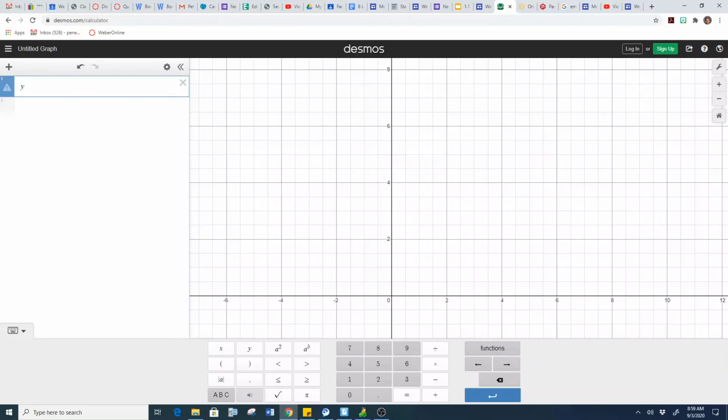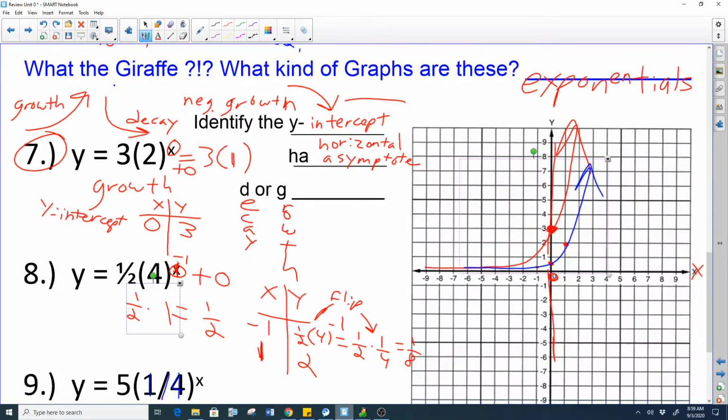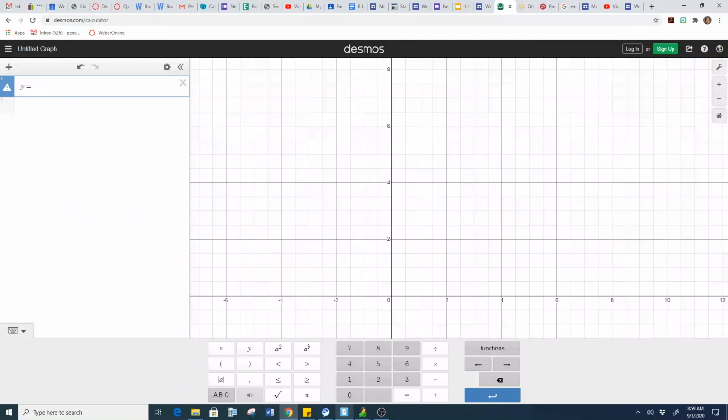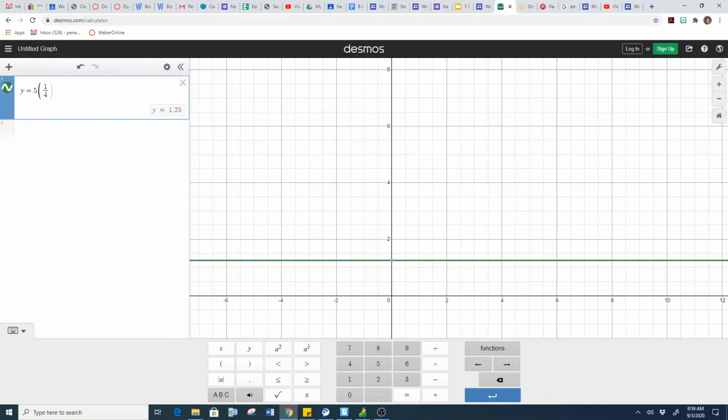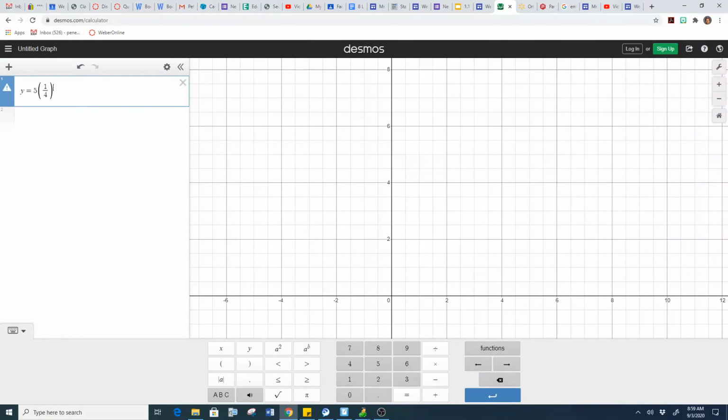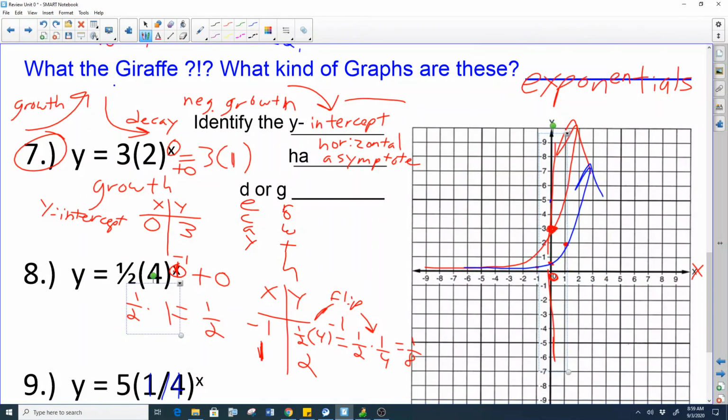Okay, so you're going to do y, then you're going to do equals. And then what was it again? Did you see the equation? 5 times 1/4 to the x power. Ready? So we're going to do 5 parentheses 1 divided by 4. Cool. Right arrow. Don't forget your right arrow. And then a to the b, you guys. Then the x. It is decay. Look at that. And so it crosses at 5. So we cross that 5 right here. And then you come down and do decay.